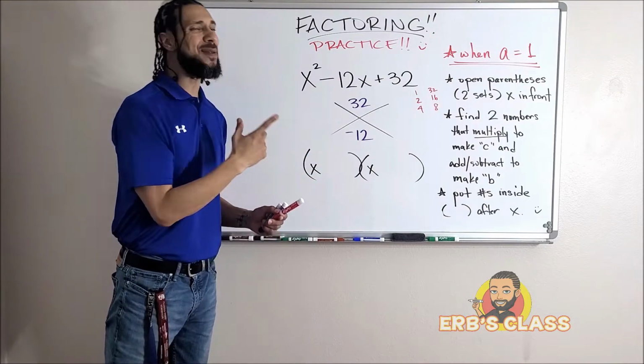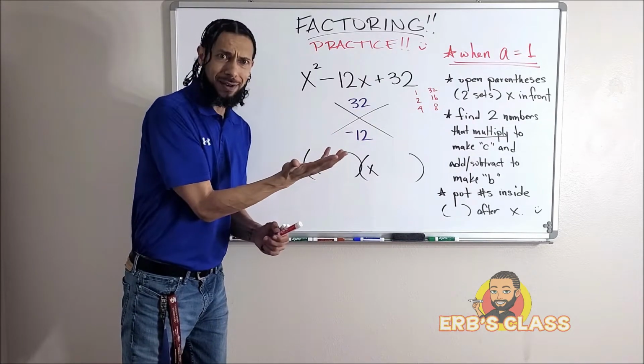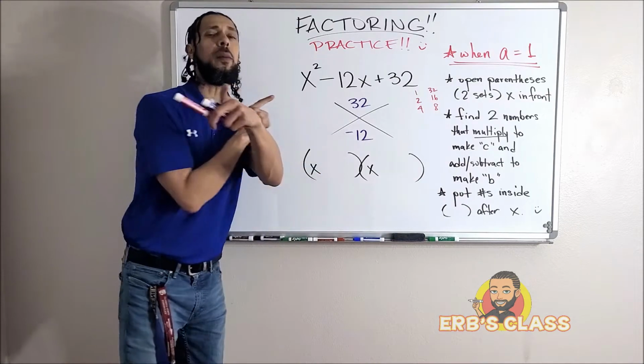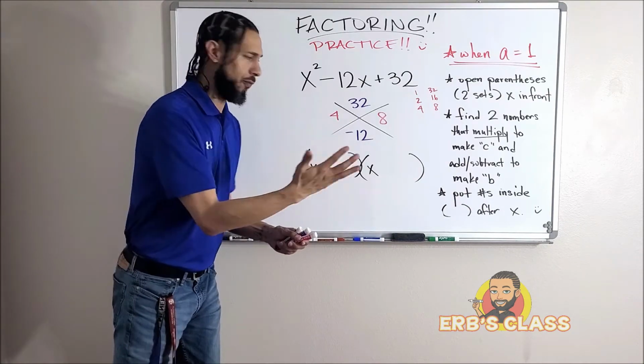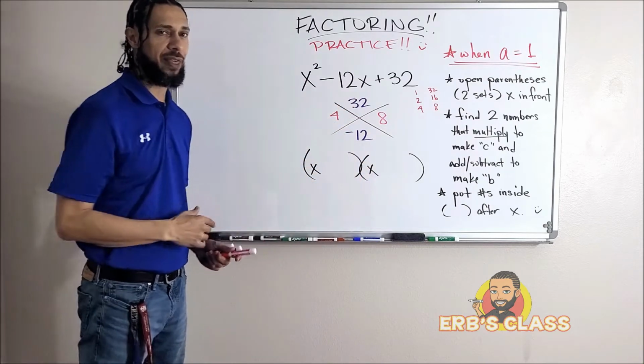4 times 8, wait a minute. Hold on, 4 times 8 is 32. And 4 plus 8 is 12. Yeah, right? But I need a negative 12. Let's get the numbers up here and talk. Okay, good. 4 times 8 is positive 32, but I need a negative 12 when I add them together.